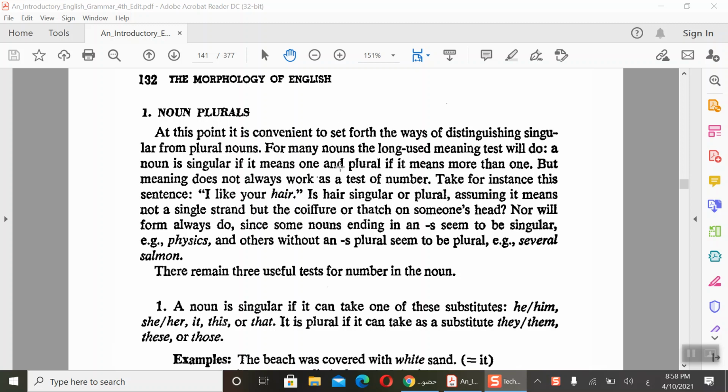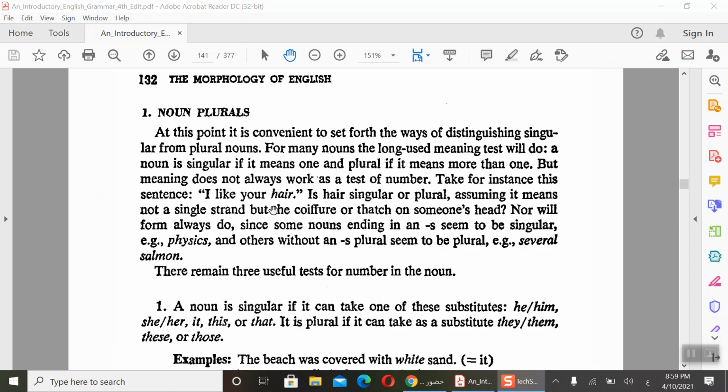Okay, what do we mean by singular? Singular means one, and plural means more than one. So when we say this is singular, it means only one. Plural means more than one: two, three, four, etc. But, and this is very important, meaning does not always work as a test of number. I'll talk about some exceptions.